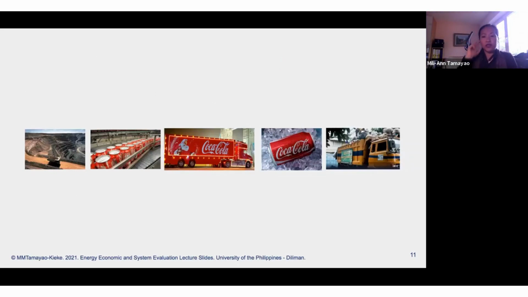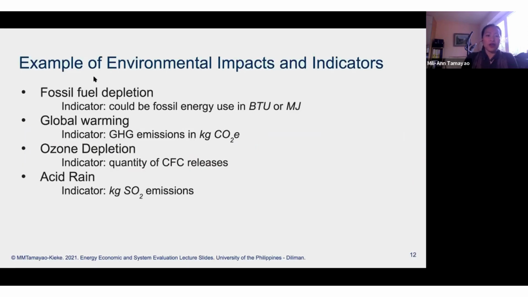And of course, we want to do this because the impacts of a certain product or system goes beyond the use phase. Hindi lang naman nakakoncentrate dito sa pag-inom ng soda, yung magiging environmental implications ng Coca-Cola na ito. As you can see, there are so many things that are happening upstream as well as downstream. And these impacts can be, for example, in the form of fossil fuel depletion, of global warming, of ozone depletion, of acid rain.